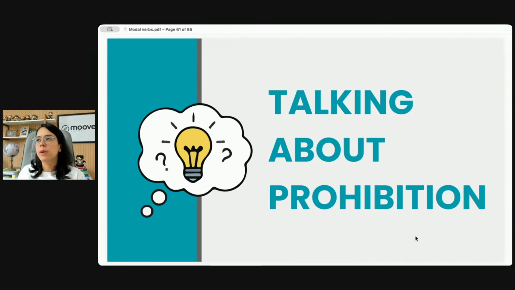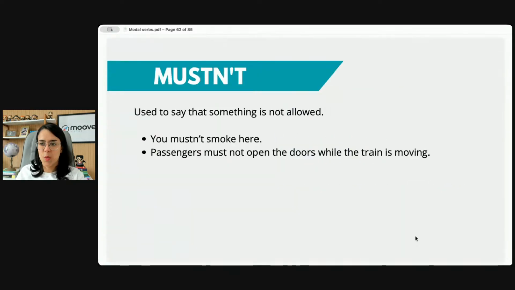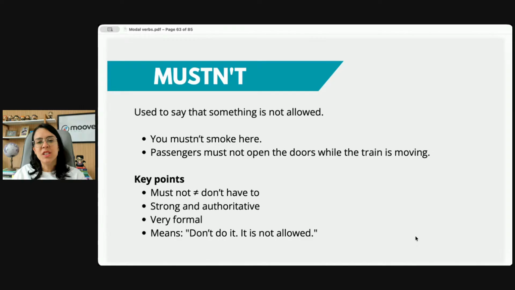Remember that I told you that when we use must in the negative, the meaning changes. So mustn't or must not. When we use must in the negative, it means that something is prohibited. You're not allowed to do something. So, "You mustn't smoke here." "Passengers must not open the doors while the train is moving." Okay? So must not is different from don't have to, because mustn't is a prohibition. Don't have to is lack of obligation.